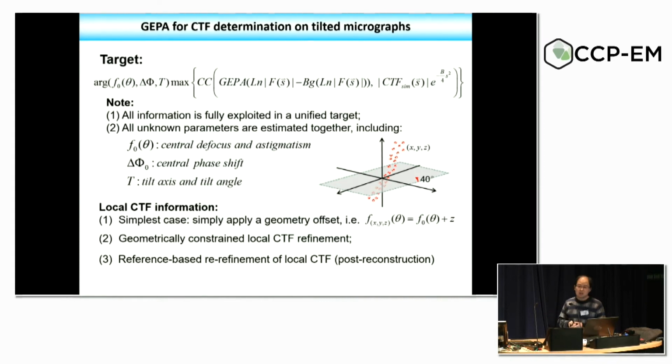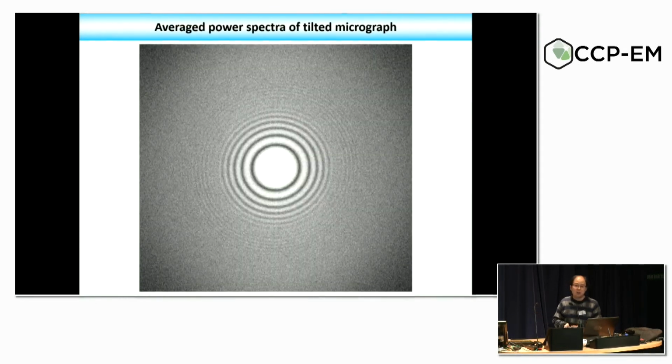But this is not the ideal case. We can do slightly better with geometrically constrained local CTF refinement, or if you have a reference, you can re-refine it using the reference for local CTF. You will benefit from the structure information as well, instead of just the power spectrum. And I will show you how it helps our estimation.